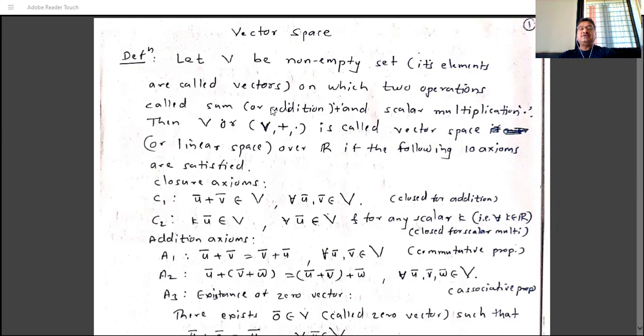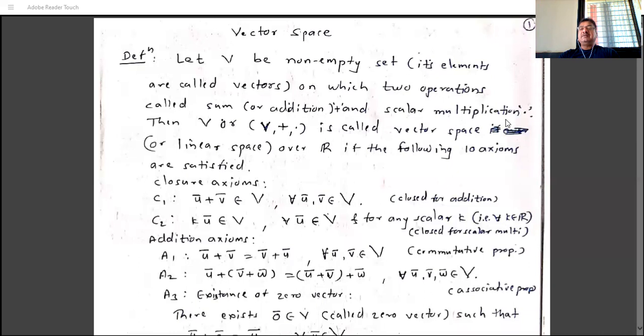This sum or addition is not your usual addition. What is your usual addition? For example, 2 plus 3 is 5. This is the usual addition. But this sum or addition is denoted by this plus sign, and its definition is specifically given in that example. That is, this definition of addition depends on that example. It is not your usual addition.